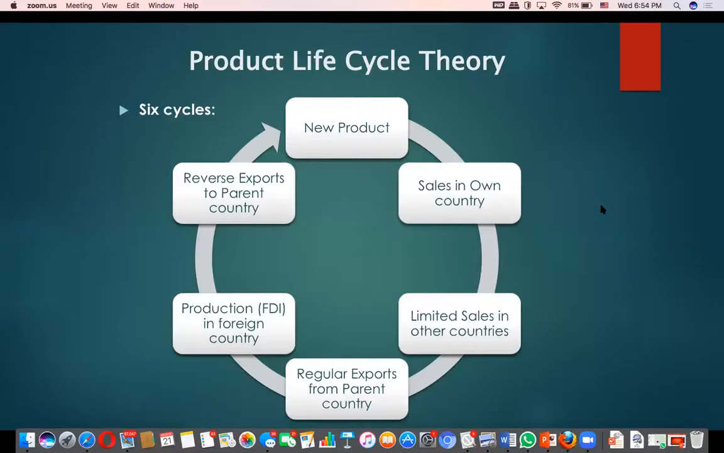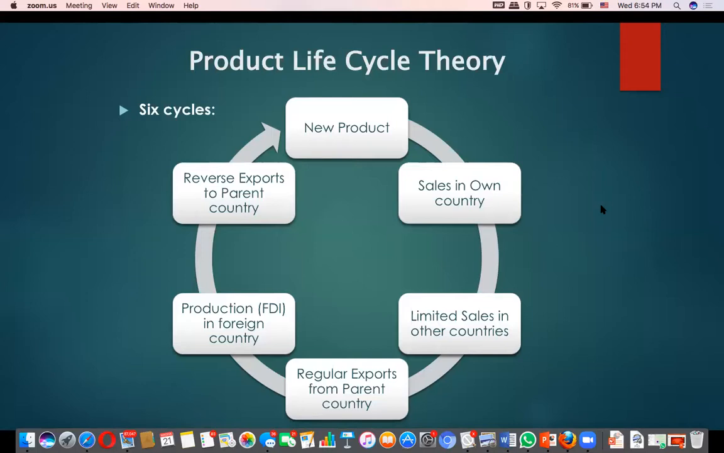Okay, so I'm going back to my PowerPoint to finish my lecture on the theory part, because I still have to cover product lifecycle theory. The video that you have seen, Melissa's video, is an explanation of Porter's framework. Now we move on to the next theory, called product lifecycle theory.